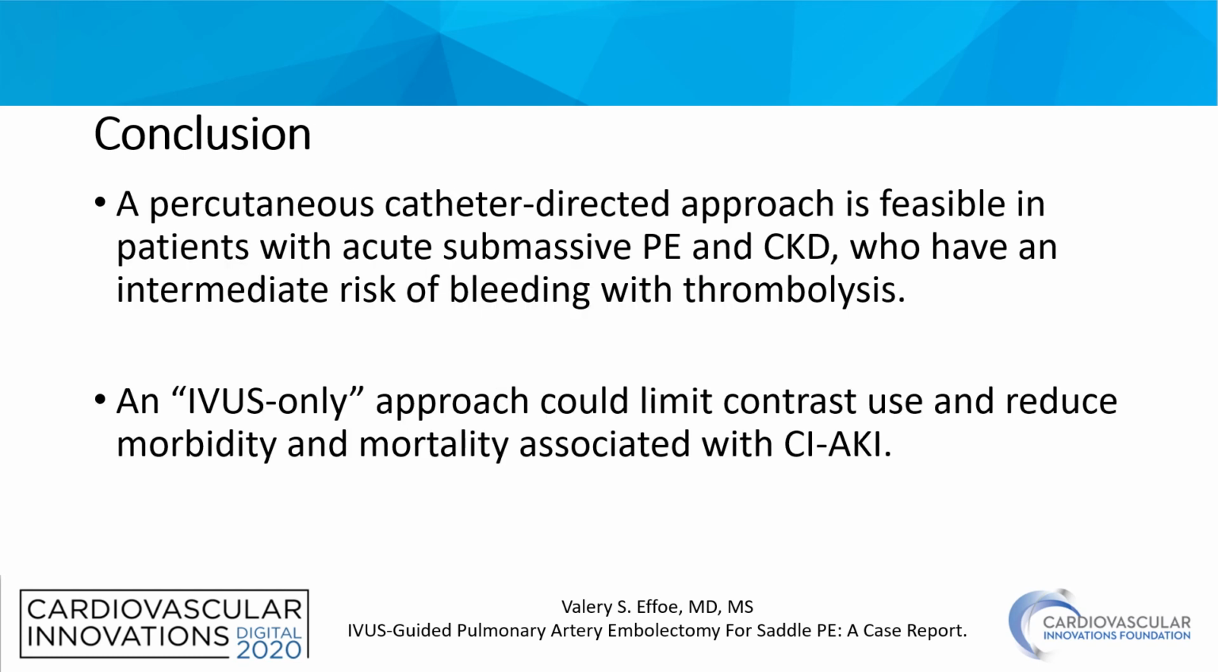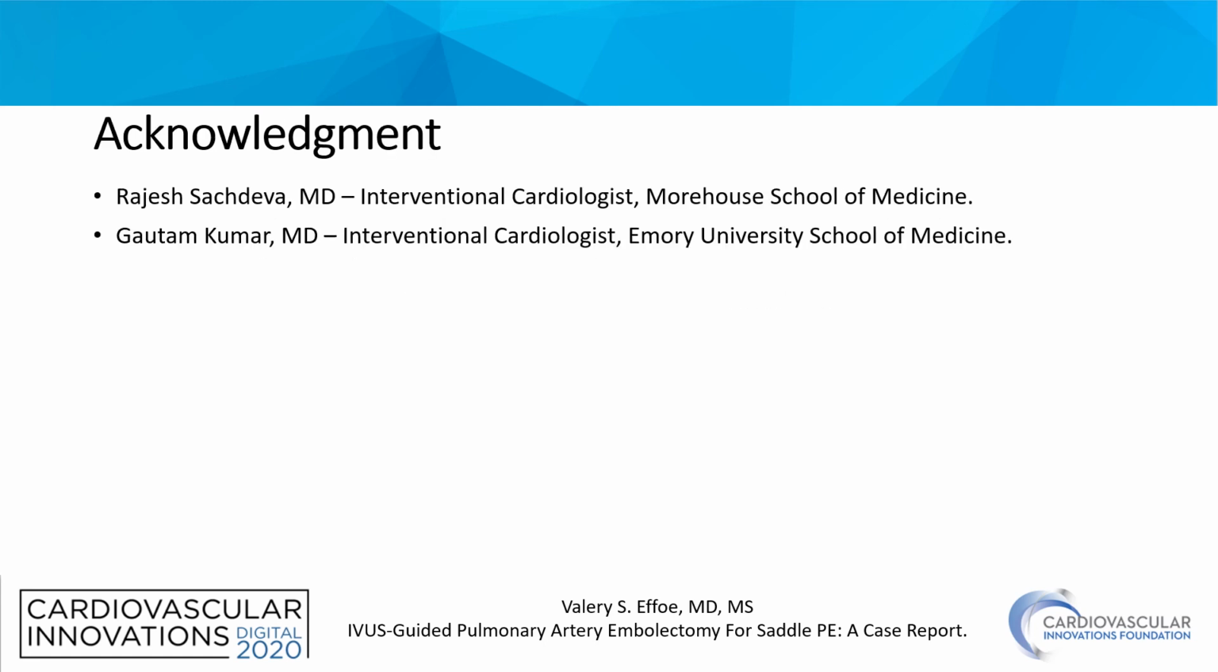In conclusion, this case shows that a percutaneous catheter-directed approach is feasible in patients with acute massive pulmonary embolism and also with chronic kidney disease who have an intermediate risk of bleeding. An IVUS-only approach without the use of contrast to do pulmonary angiography could limit your double load of contrast from the CTPA as well as the pulmonary angiography, which could reduce mortality and morbidity associated with contrast-induced acute kidney injury.